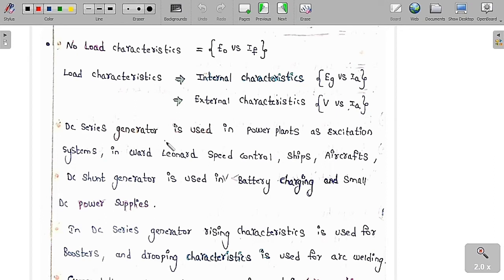So the DC series generator is used in power plants as excitation systems, in Ward Leonard speed control, in ships, and in aircrafts. So these are some of the applications where we are going to use the DC series generator.